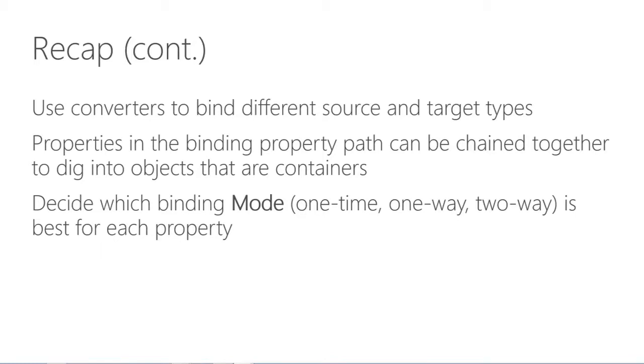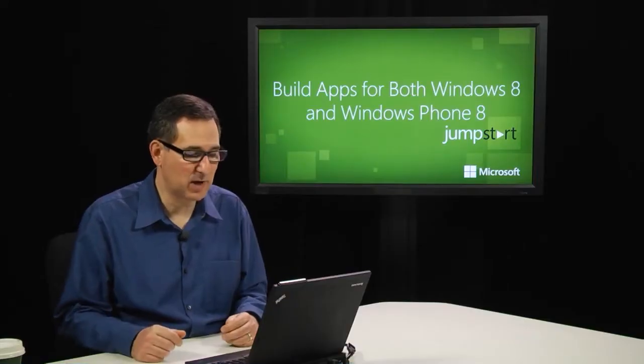You can also use converters to convert from a different source and target type, and that's handy. The typical one that I see all the time is binding Boolean to visibility. There's others as well, but that's the one that I see quite often. Properties in the binding path can be chained together, so you can dig deeper into a particular object that might be a container of other objects.